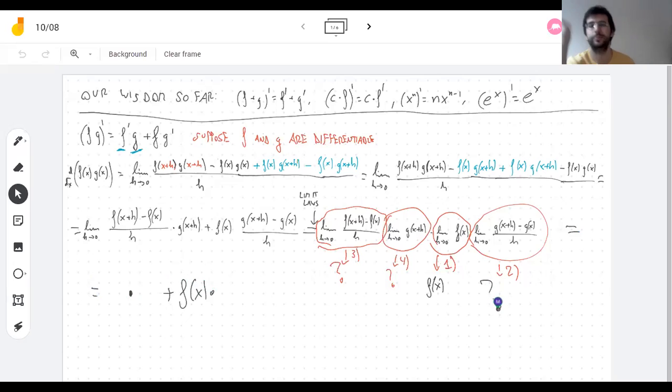So what is this limit? What is limit number two? Would it be zero? If you plug in zero for h, it's g of x minus g of x, which is zero, over h, which is also zero. So this would be zero divided by zero, because the denominator is zero as well. And zero divided by zero is nothing. If you see a limit that is zero divided by zero, you have no reason to think that the limit is zero.